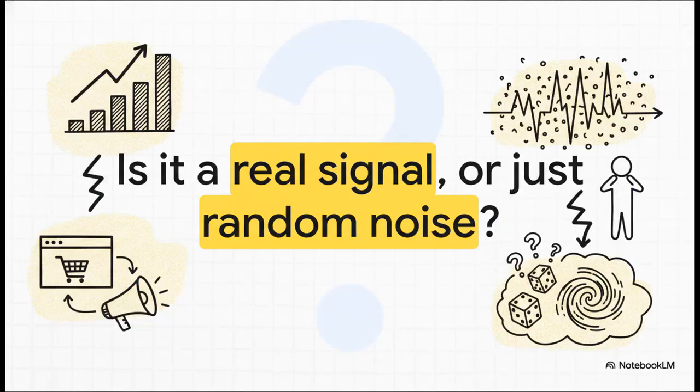And this is really the heart of the matter, isn't it? Maybe you launched a new ad or you tweaked your website's design. The numbers moved, great. But how can you be absolutely sure it was your action that caused it? How do you know it wasn't just the chaotic, random variation that exists in literally every data set?